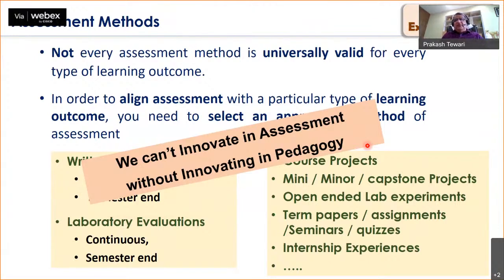Without innovating in pedagogy, if you simply change the examination pattern, then it will be a disaster. So it is possible to test students for higher-order abilities, provided you first bring in changes in pedagogy. That is what we are telling from our experience.